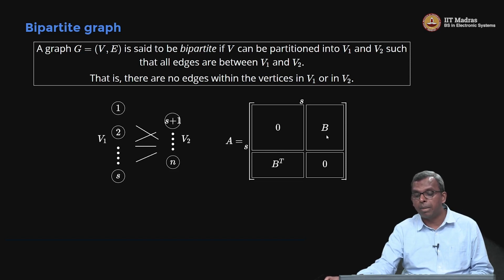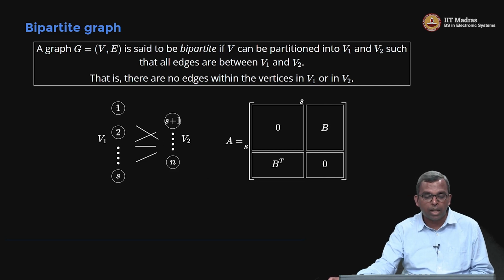So that may be some matrix B. This will be an s by n minus s matrix. Now this part will be B transpose. There is symmetry, right? So you'll have B transpose here for the last part. And this last block, s plus 1 to n by s plus 1 to n, has to be 0 again. There are no connections here. So notice how this adjacency matrix has this wonderful structure when you have a bipartition.